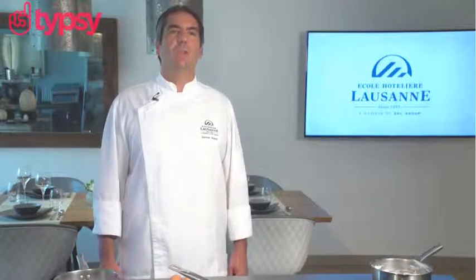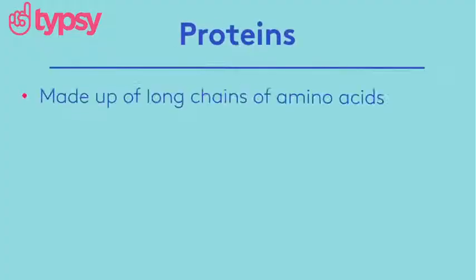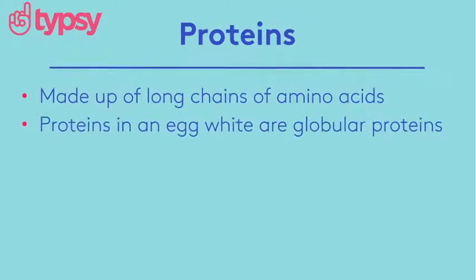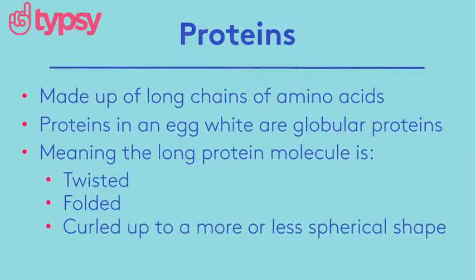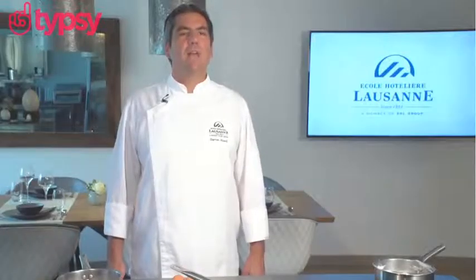Egg proteins change when you heat them, beat them, or mix them with other ingredients. Understanding these changes can help you to understand the roles that eggs play in cooking. Proteins are made up of long chains of amino acids. The proteins in an egg white are globular proteins, which means that the long protein molecule is twisted and folded and curled up into a more or less spherical shape. A variety of weak chemical bonds keep the protein curled up tight as it drifts placidly in the water that surrounds it.